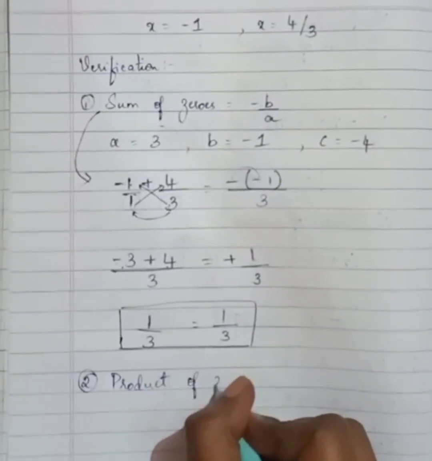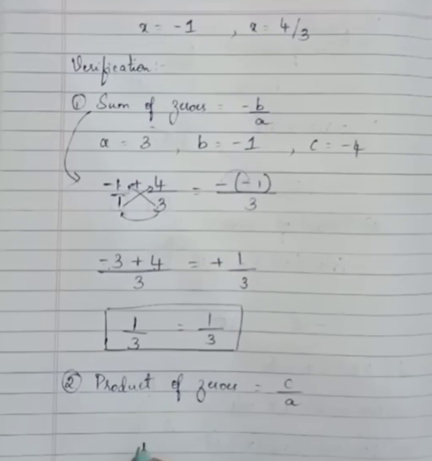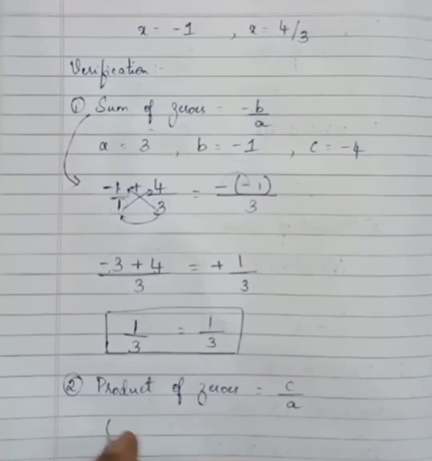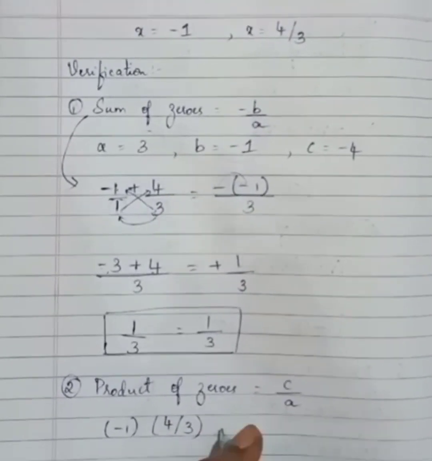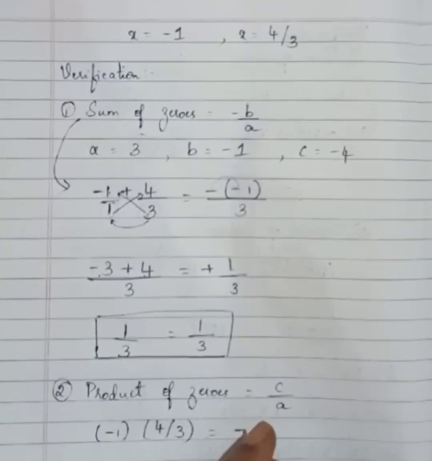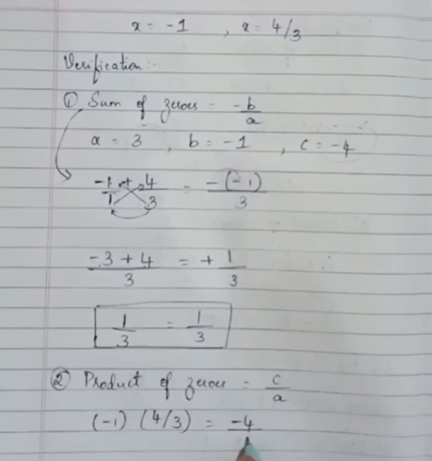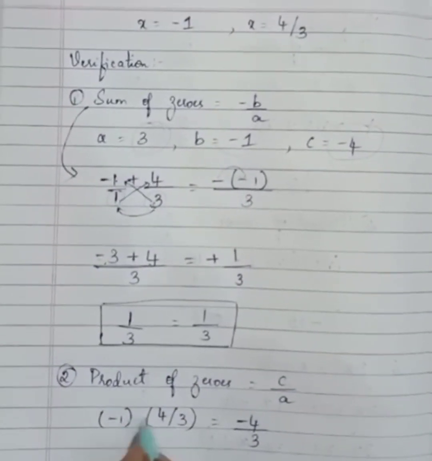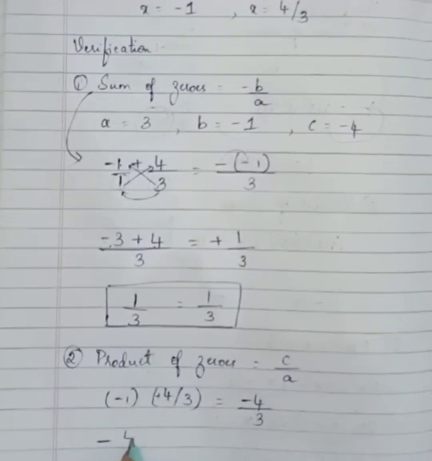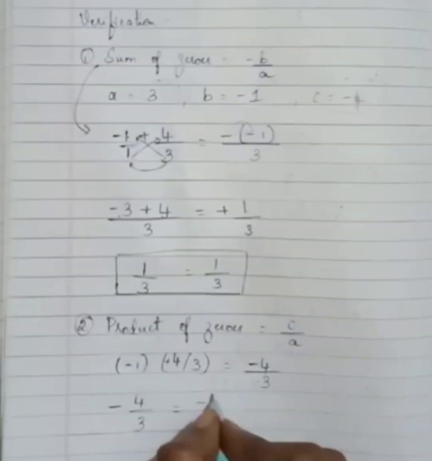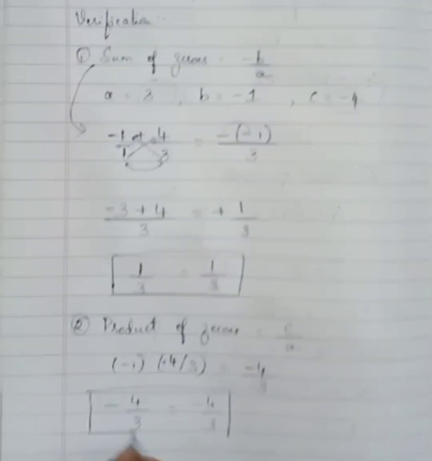product of zeros should be equal to c by a. Product of zeros, that is minus 1 into 4 by 3 is equal to c. Our c value is minus 4 by a. Our a value is 3. Now here we have plus sign. So plus into minus is minus. 4 by 3 into 1 is 4 by 3, which is equal to minus 4 by 3 and hence we have proved that whatever answer we have got is correct.